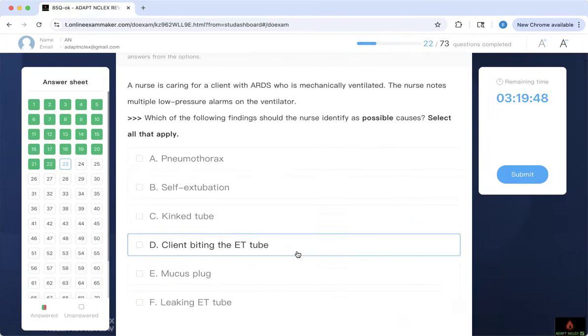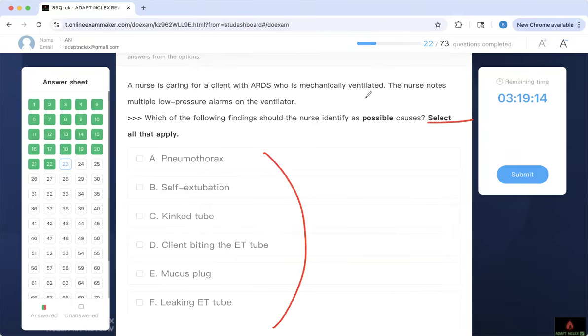Question 23. You can see we moved to respiratory. Which of the following findings should the nurse identify as a possible cause? Select all that apply. A nurse is caring for a client with ARDS who is mechanically ventilated. The nurse notes multiple low pressure alarms on the ventilator. Which of these conditions will cause a low pressure alarm? Pneumothorax, self-extubation, kinked tube, client biting the tube, mucus plug, and leaking ET tube. All of them, so try to look for the concept. Like I said, this is the way you answer the question. You go for the buzzword, select all that apply. You don't pick everything. It's a possible cause, which means not all of them.